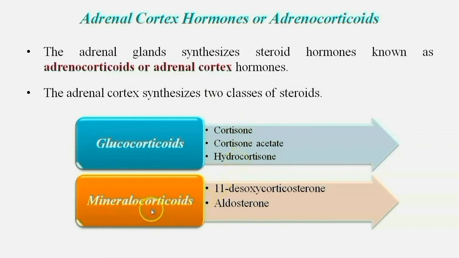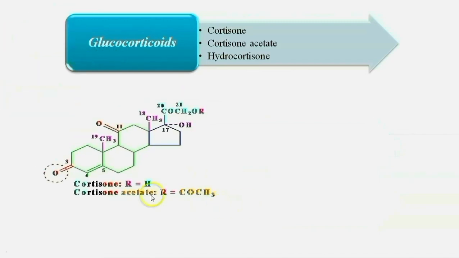And examples of mineralocorticoids are 11-desoxycorticosterone and aldosterone. Now moving towards the structure of all these examples. The structures of cortisone and cortisone acetate are the same, and these examples come under the steroidal category. A steroid contains three 6-membered rings known as the perhydrophenanthrene nucleus, and a 5-membered cyclopentane ring is fused with this perhydrophenanthrene ring.